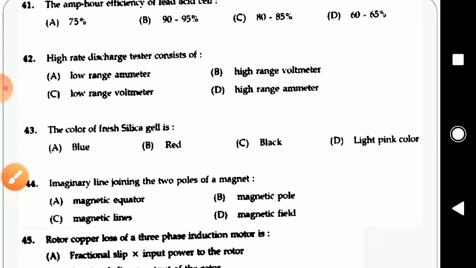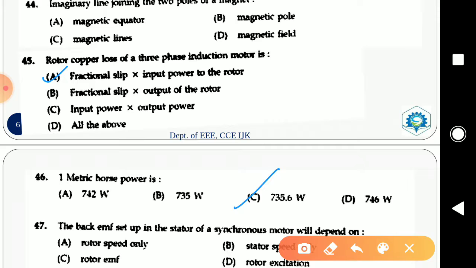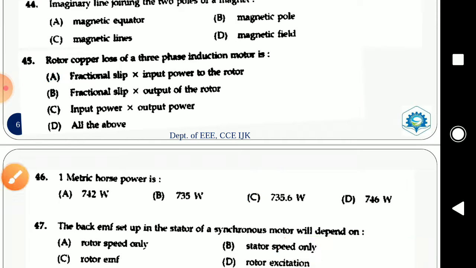Moving on to question number 45. The rotor copper loss of a three-phase induction motor is given by. It is given by the slip into the input of the rotor. So option A is the correct answer. Next question 46. 1 metric horsepower is. So here the option C is the correct answer. 1 metric horsepower is given by 735.6 watts.